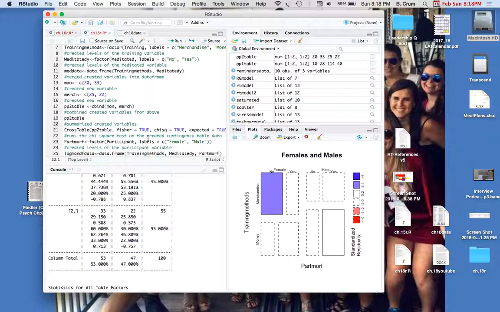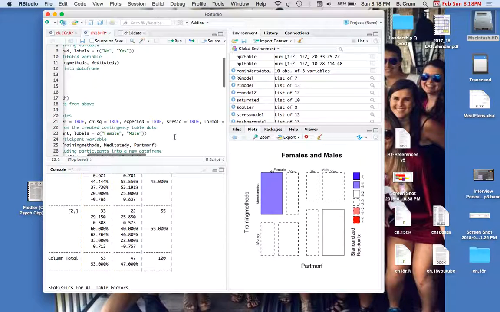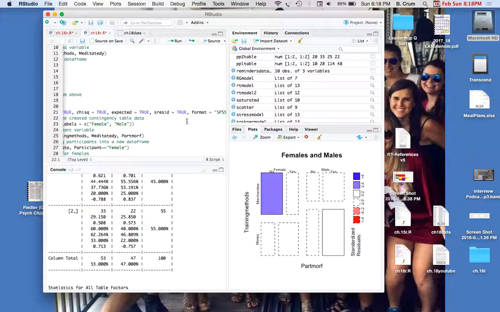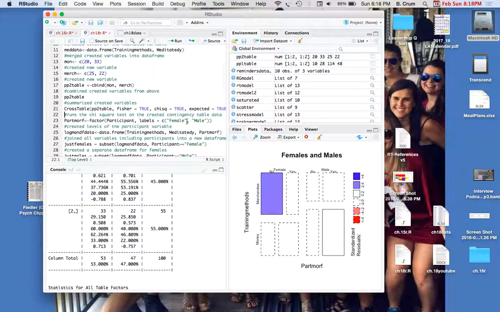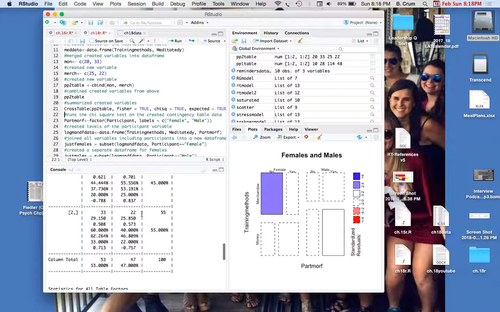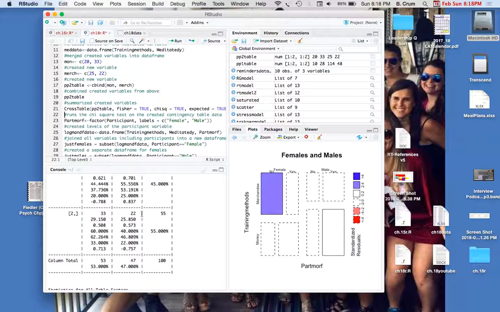We use the sresid option to obtain standardized residuals right here, and format equals SPSS so that the residuals can be displayed. The output first shows the contingency table, which I just showed you. For each combination of training encouragement of either money or merchandise, we are given, in this order, the number of people, the expected frequency, the chi-square contribution, the row proportion, the column proportion, total proportion, and standardized residual. The column total again tells us that 53 of the people were given money as an incentive, 53%, and 47% or 47 were given merchandise.